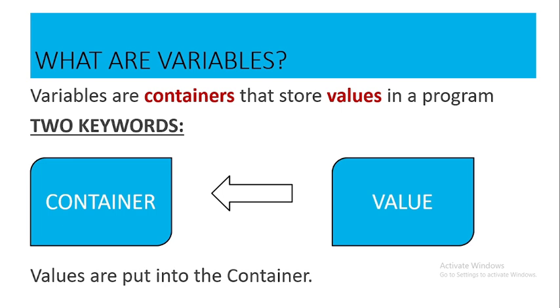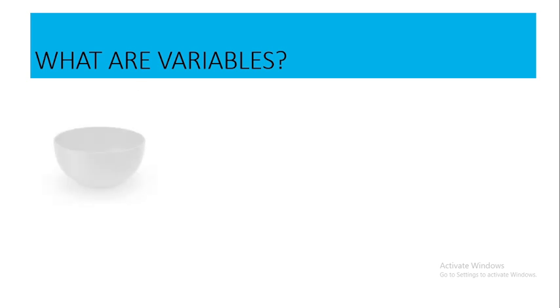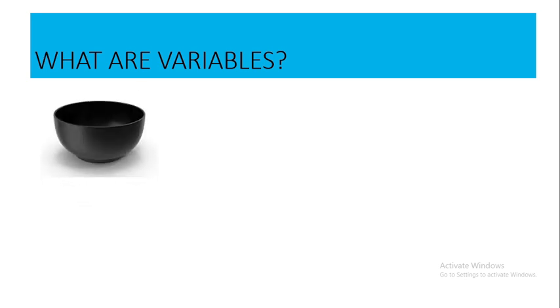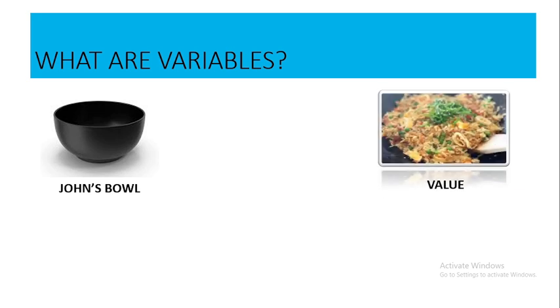Values are put into the container. So when we remove "container" and replace it with "variable," it becomes: values are put into variables. This is a container, and we can name this particular container or bowl as John's bowl. So with this container, the name that we have given to it is John's bowl. And then we have a value, that is what we put into the container. So values are put into containers.